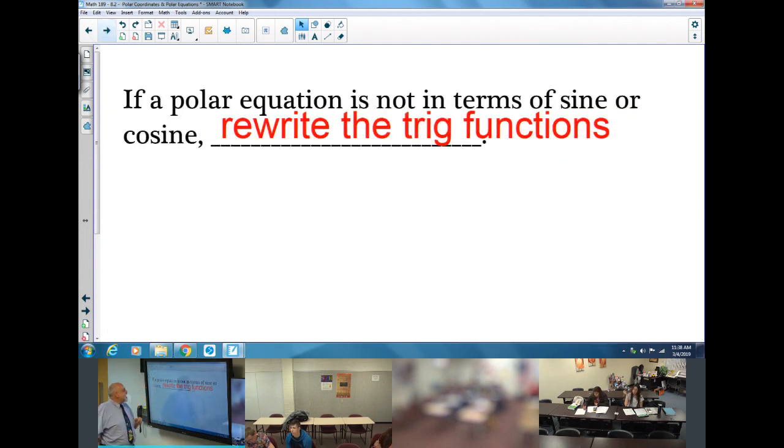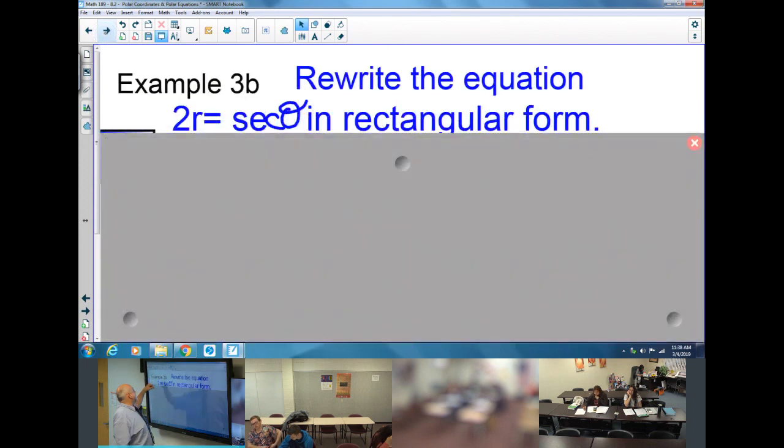Okay, so if a polar equation is not in terms of sine or cosine, rewrite the trig functions. Because we have x equals r cosine theta and y equals r sine theta. So if they're not in terms of sines and cosines, you're in trouble. You gotta do something. You gotta put it in terms of sines and cosines. Okay? So let me give you an example.